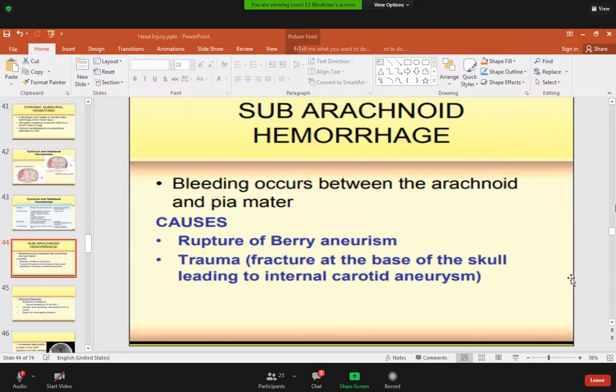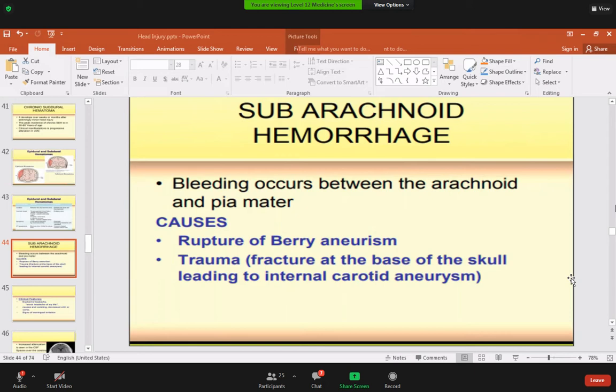vessel. With minor trauma, with minor injury, they may rupture or they may get damaged, and patient gets the symptoms of subarachnoid hemorrhage, or we can say there is a sudden hemorrhage. Usually these aneurysms are present in the subarachnoid space on the lower aspect or the basilar area of the brain.